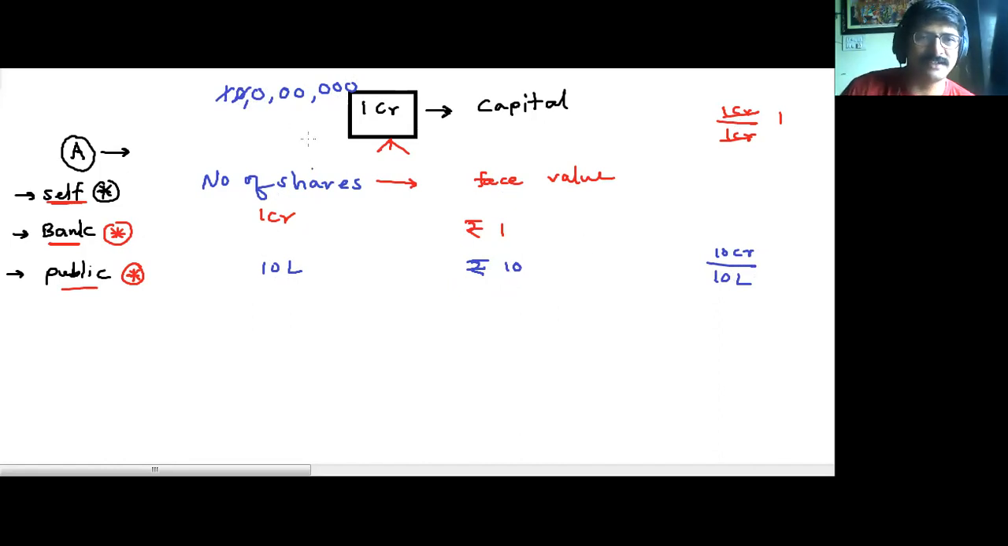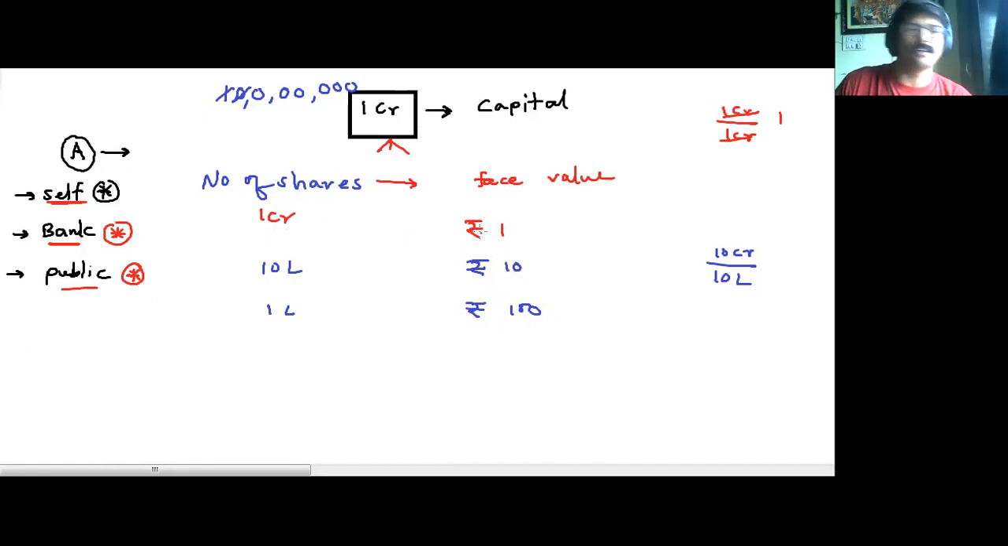If we divide this 1 crore into 1 lakh pieces, okay, so what is the face value of each share? Rupees 100. I hope you understood. The fewer the number of shares, the bigger the face value, kind of like that. Okay. So generally they divide like this. They'll divide 1 crore into 1 crore, so the face value will be rupee 1.